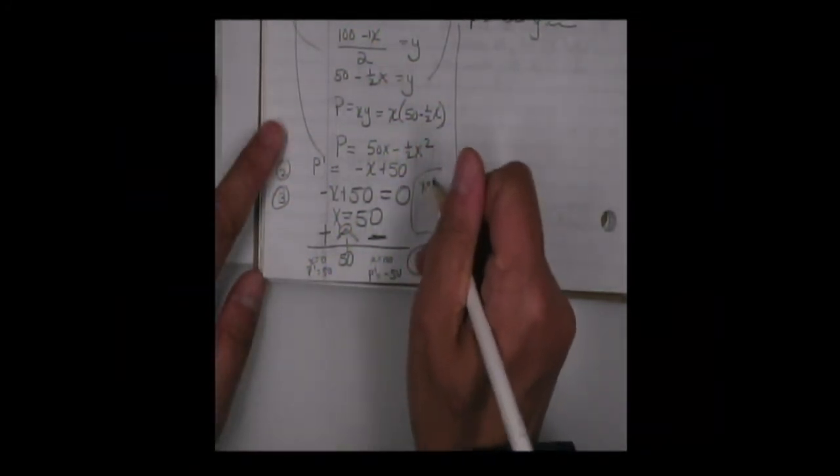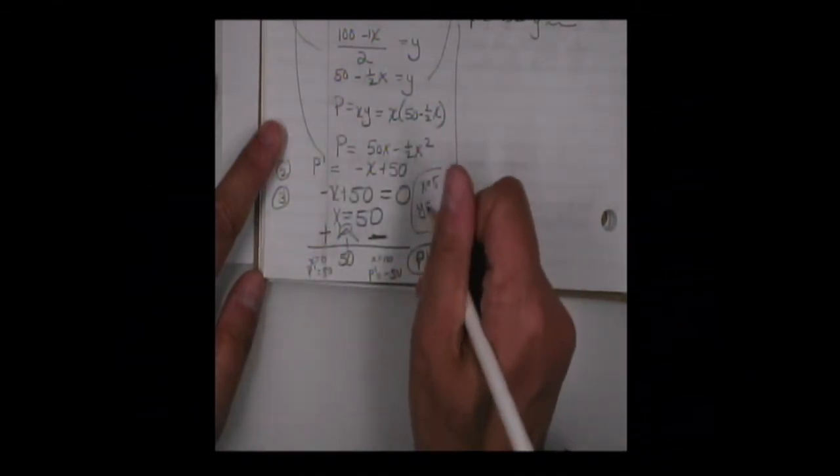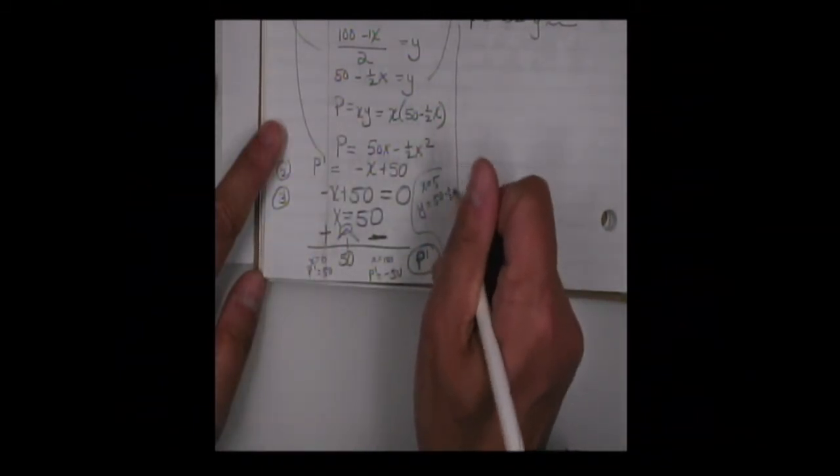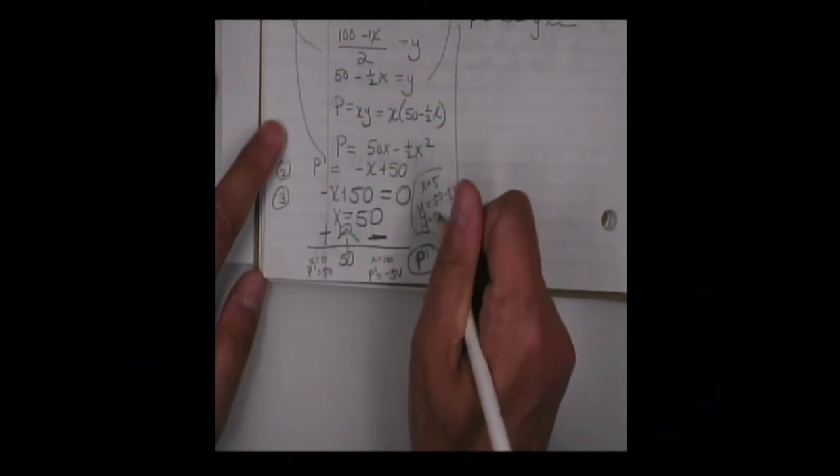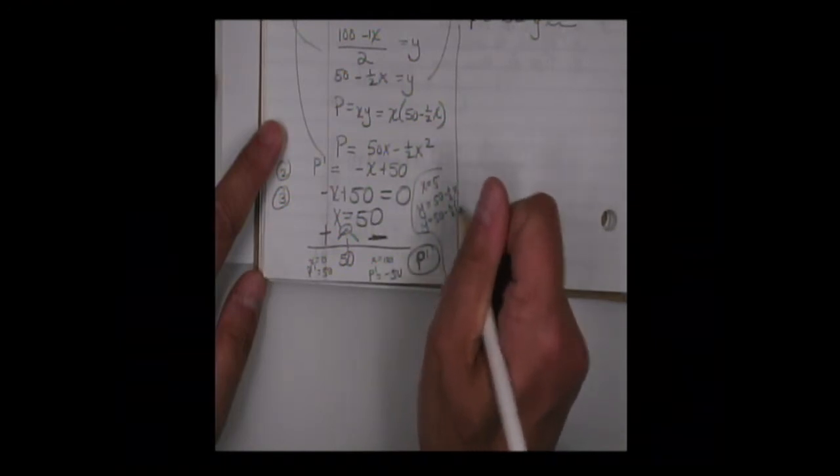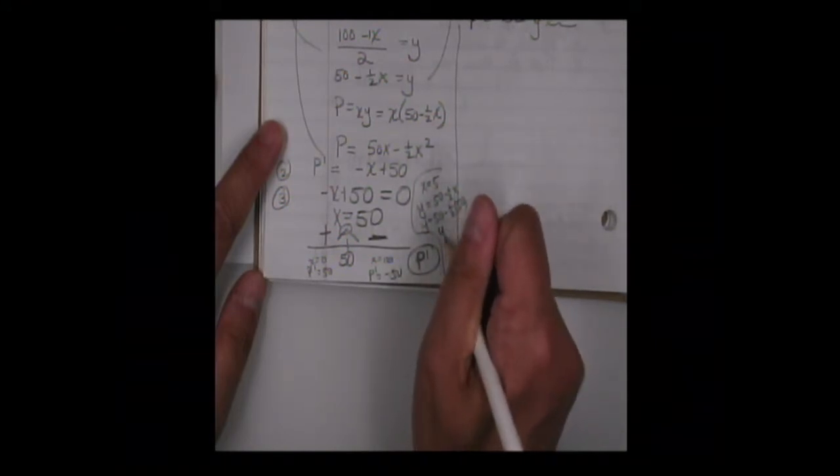So if x is 50, we said y is 50 minus a half x. So y is 50 minus a half of 50. So y is 25. Ta-da! We're done.